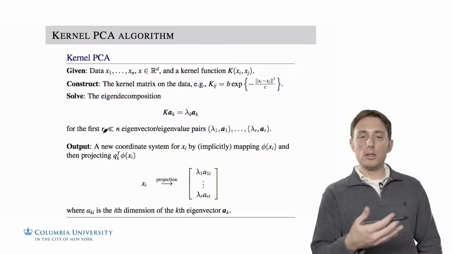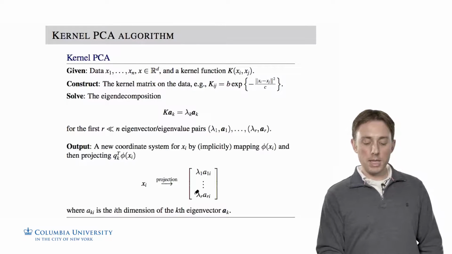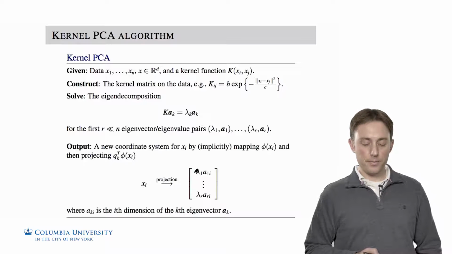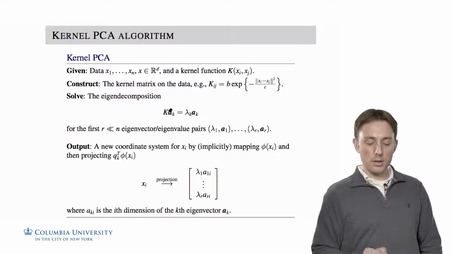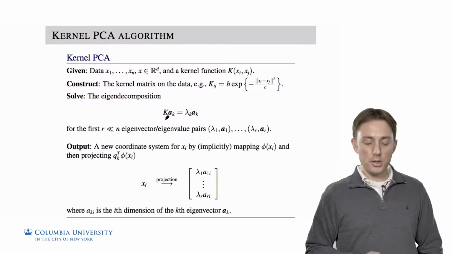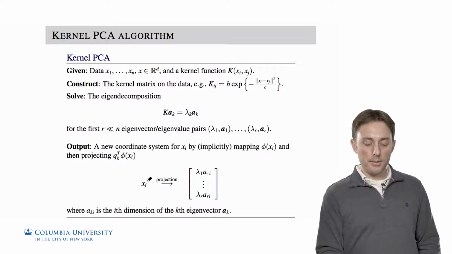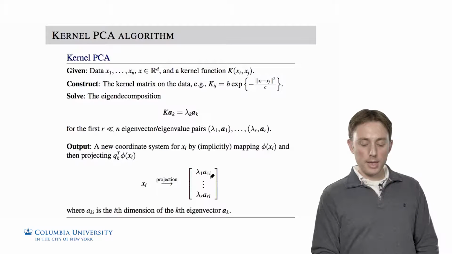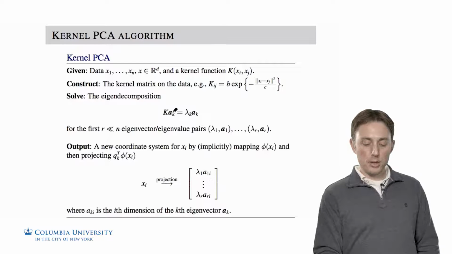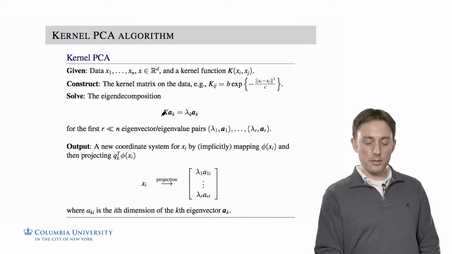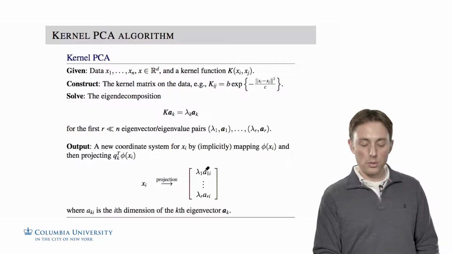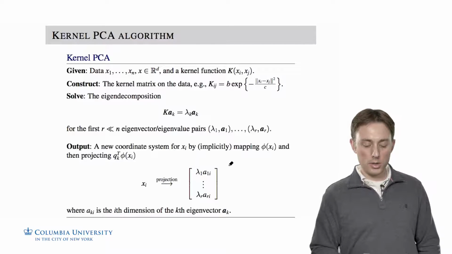But if you go back and look at the derivation, this projection is equal to this. So for the kth dimension of our projection, we learn the kth eigenvector and eigenvalue. And then for the ith data point, we look at the ith dimension of the kth eigenvector and multiply it. So the first dimension will be the ith dimension of the first eigenvector of K times the first eigenvalue, and so on. And this is our low-dimensional mapping.